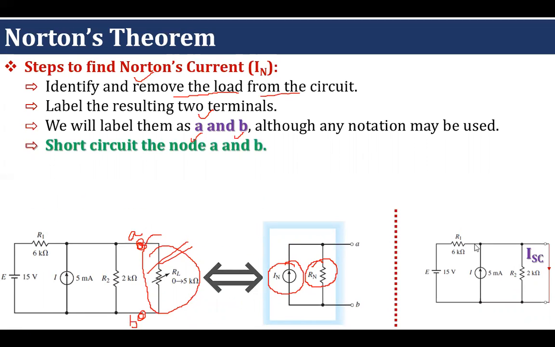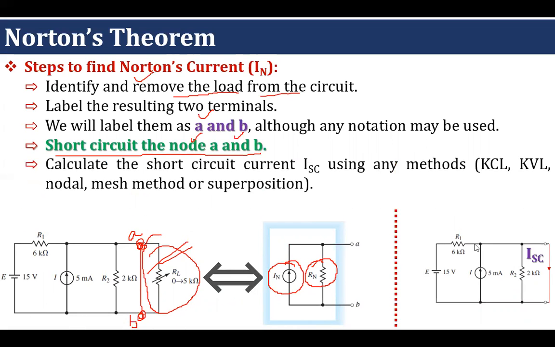Then, this is a very important point, short circuit the nodes A and B. After short circuiting, we find the short circuit current by using any method: KCL, KVL, node analysis, mesh analysis, superposition. After short circuiting, we have to find the current through it. Since we have short circuited, this current is known as the short circuit current, and this short circuit current is typically the Norton current. So this is the method by which we can calculate the value of Norton's current.